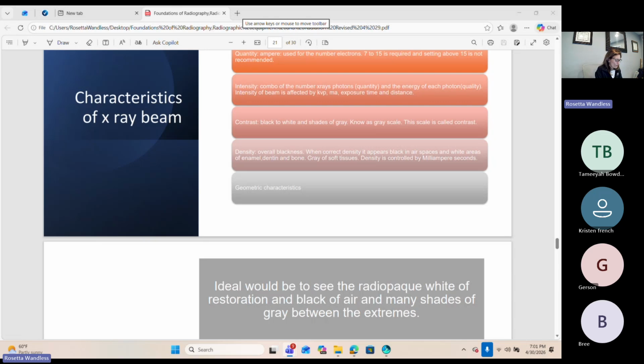So we have focal spot size. Let me explain what that is. Focal spot is inside the machine itself.